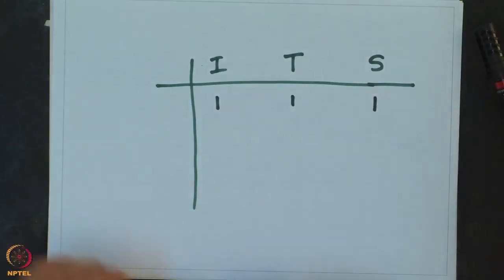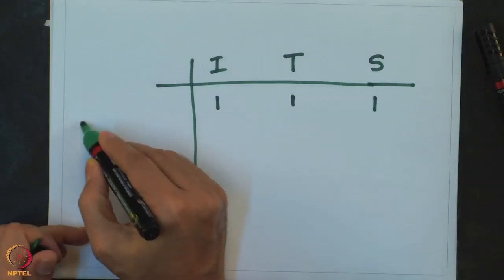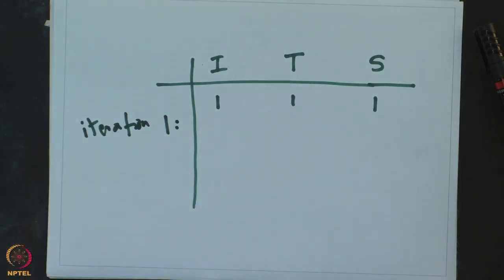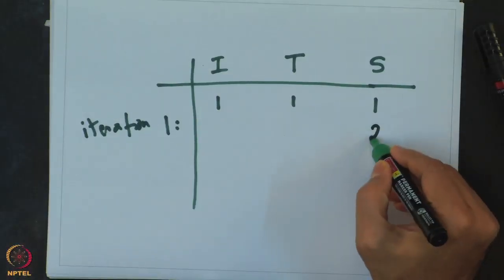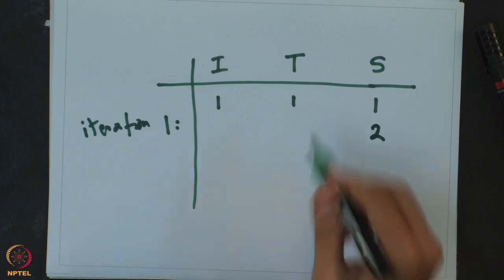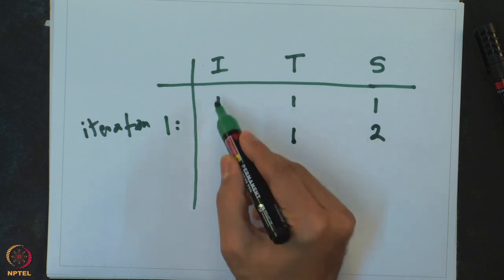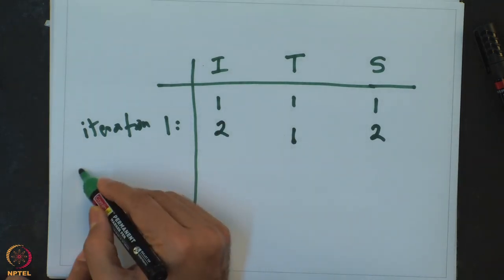So when we execute the first statement, which is this here, then these variables get the value 1, 1, 1. Then when we go to repeat n, so let us say iteration 1, what happens during that iteration 1? So first we are going to change s to s plus t. So as a result, we are going to get the value 2 over here. After that, we are going to do t equals t upon I. So we will get the value 1 over here. And then we will have I equal to I plus 1. So we will get the value 2 over here.